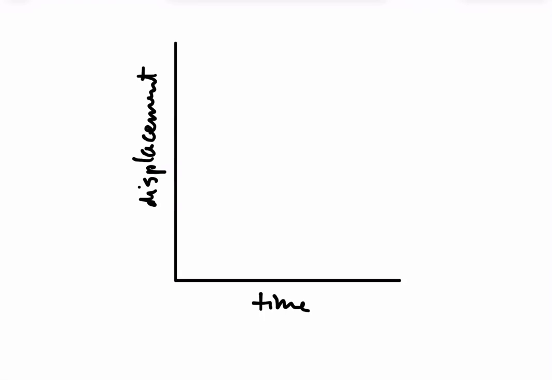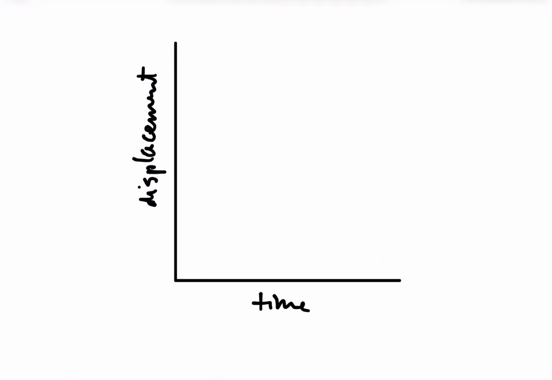A displacement time graph is used to calculate the velocity. The slope of the graph is equal to the velocity. Now, if the slope is like this, is linear, that means the velocity is constant. If it's slightly curved like this, that means the velocity increases at a constant rate.